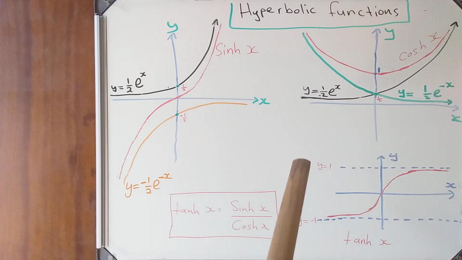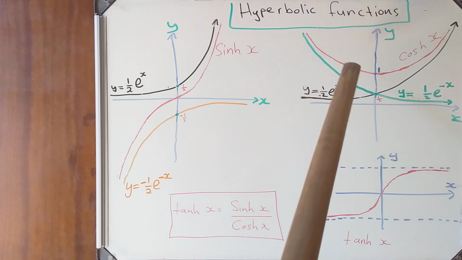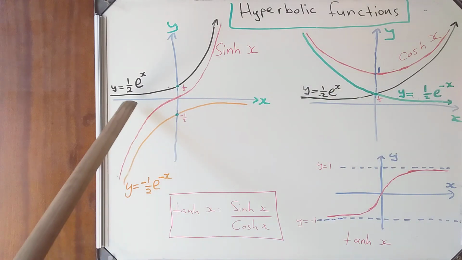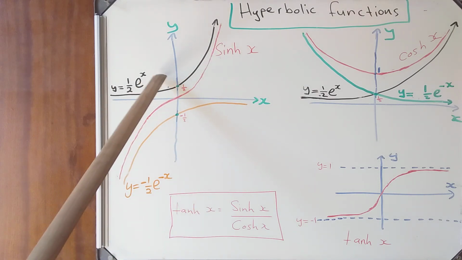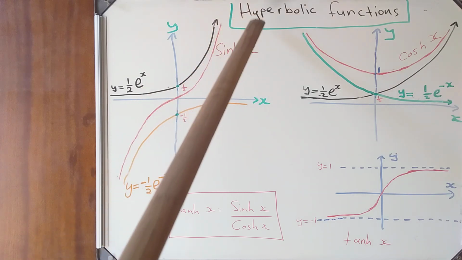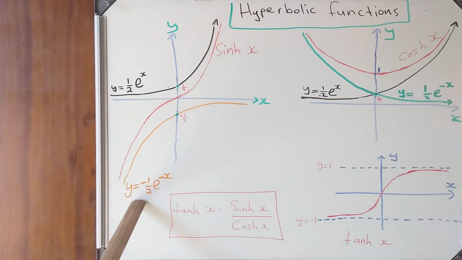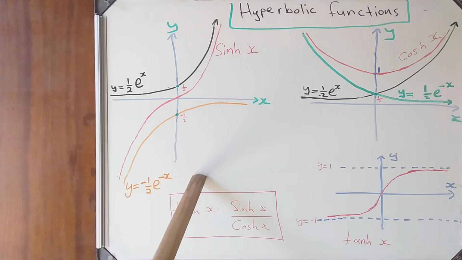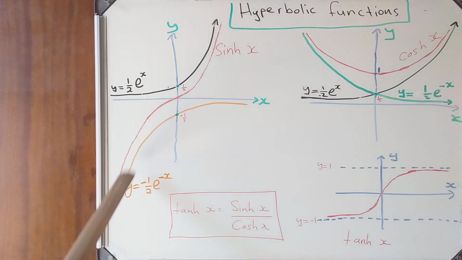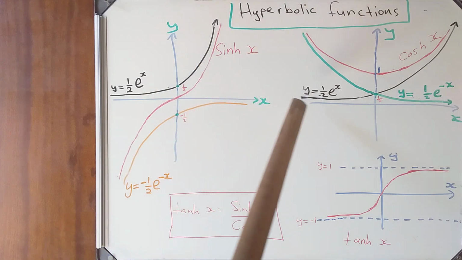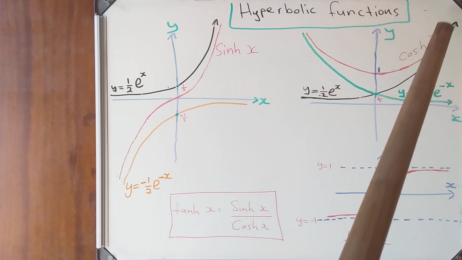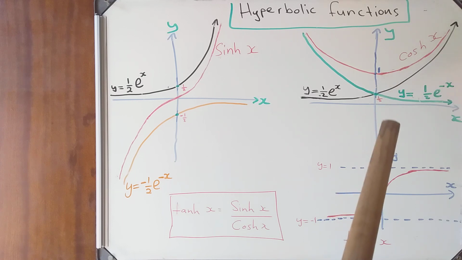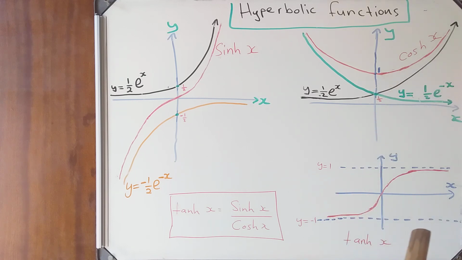So in summary, hyperbolic graphs are obtained by adding these exponential graphs. So we are saying half e to the power x plus negative half e to the power negative x. If you add the two, we obtain that sinh x graph. If you add this one plus that one, we obtain the cosh x graph. So these are just the basics.